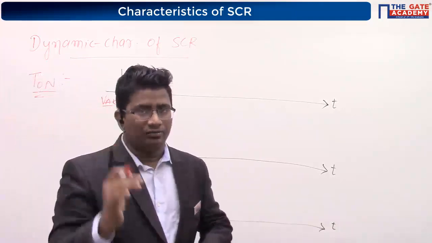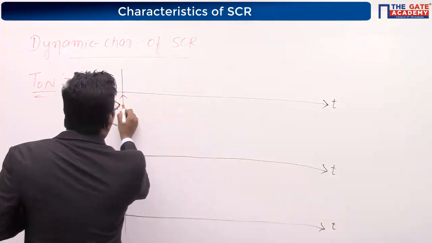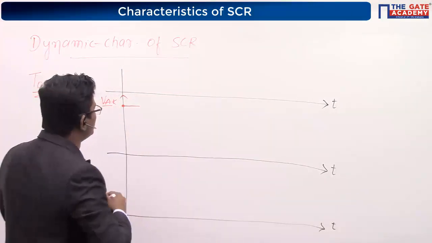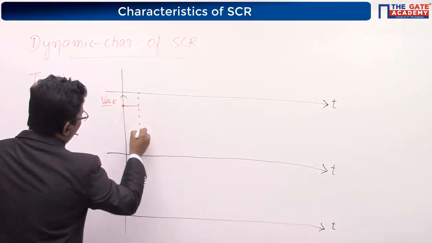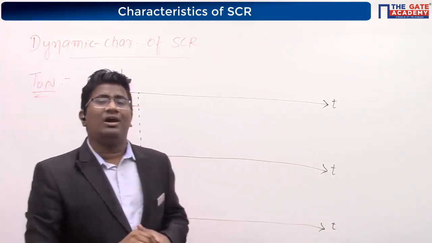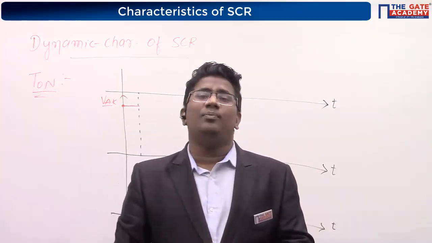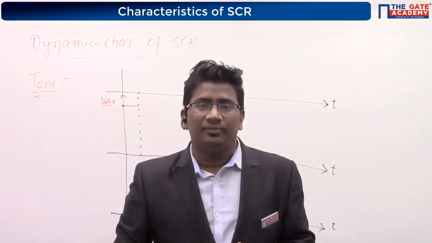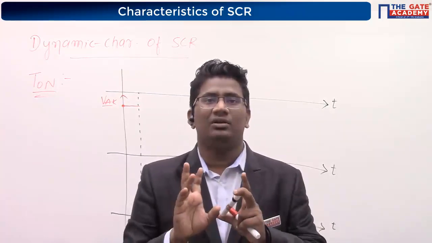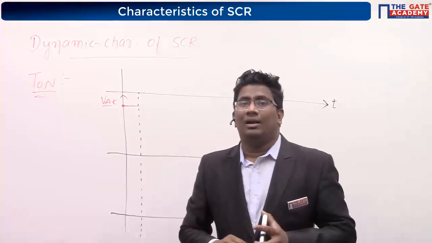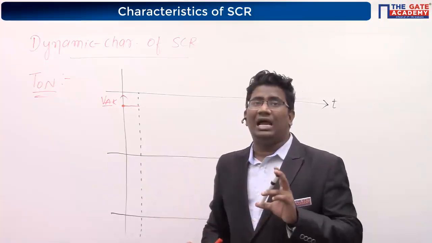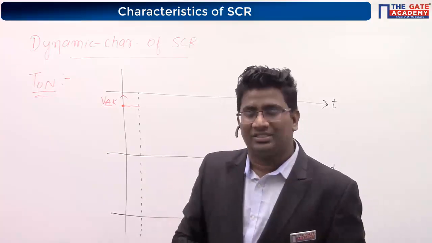Now, during forward blocking, it is blocking this much voltage. So I am indicating with some dotted line. During forward blocking state, do you have only blocking voltage, or any leakage current, or no leakage current? Tell me one thing. I'm talking about practical thyristor, not ideal. Practical SCR. Do you have forward leakage current or not? Yes, we have. Very good.